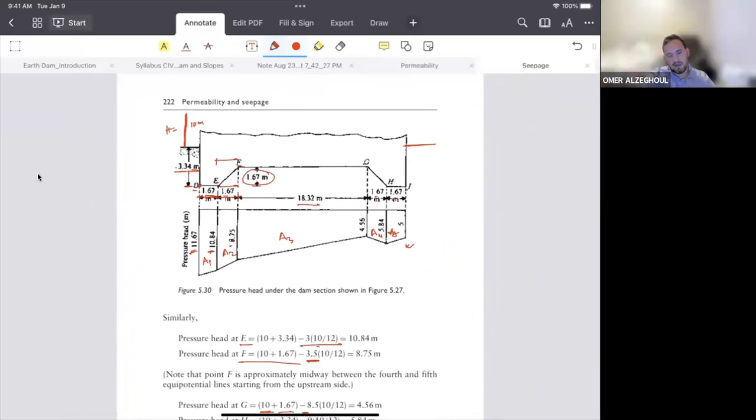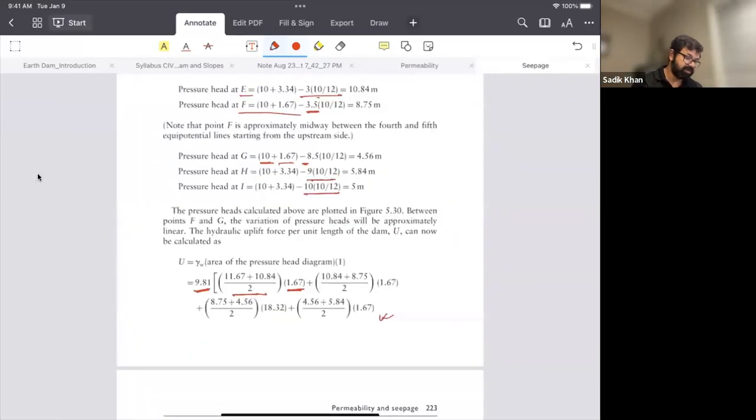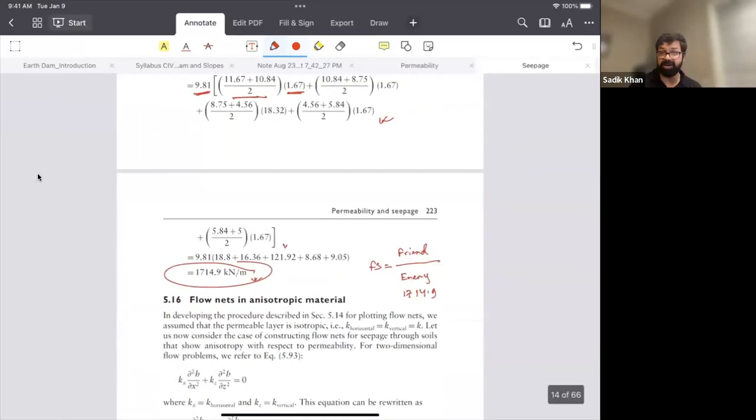The same way we calculated the uplift force, we divide it into areas, right? Multiplied by gamma concrete. That's it, right? So we calculate that. We have the area, we multiply it with the gamma of the concrete, we get the total force. So we get our friend. So once we get our friend, then we have to calculate the factor of safety.